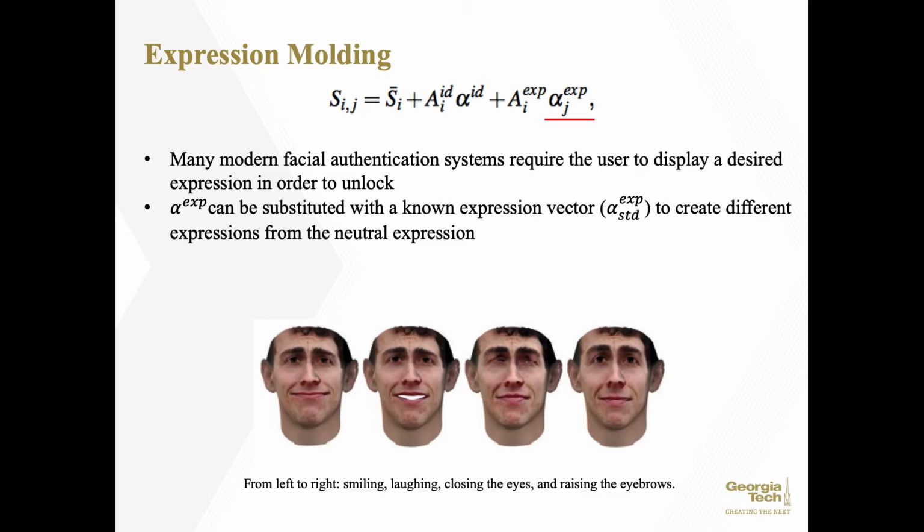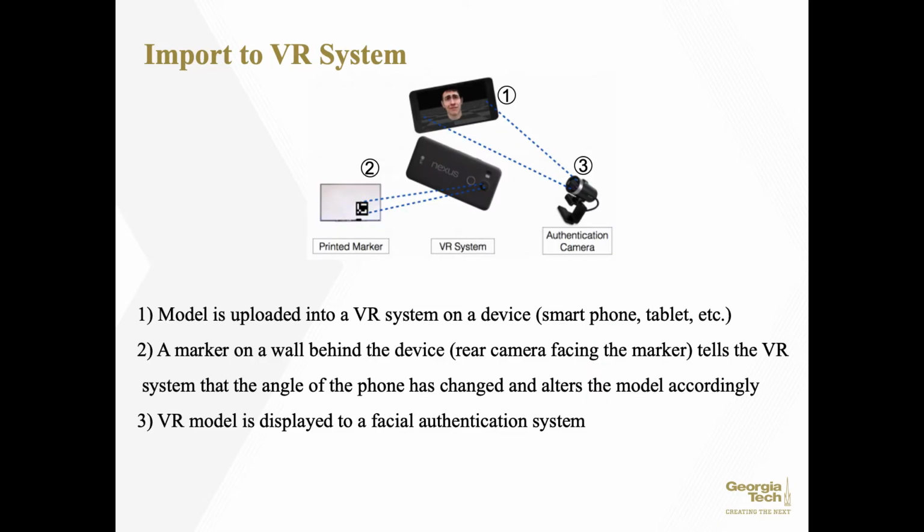By calculating and modeling various expressions for the same identity, it allows us to use the different expressions to meet the requirements of different facial authentication systems, even if the demands are in different orders. Now that we've selected our images, obtained the landmarks, created the 3D model, applied a skin texture, corrected the gaze, and created various expressions of this model, we're ready to import our work into the VR system.